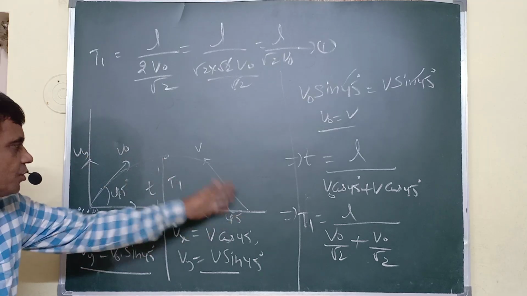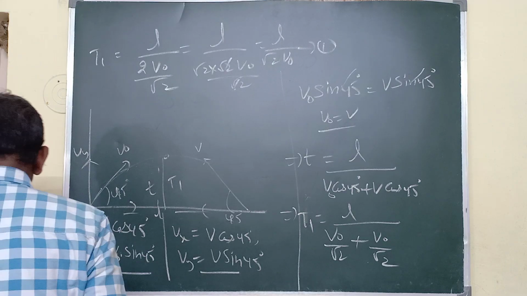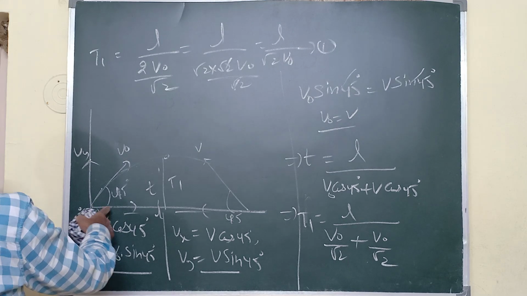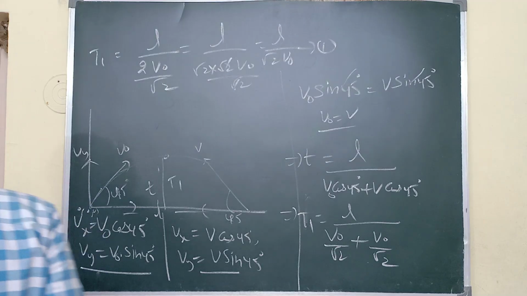Here the ball is coming, here the stone is coming, these two are meeting. Next, what is given? In the same way, when it is 60-30 also, it is making like this. This is 60 degrees and this is 30 degrees. In that case also, the same thing happens.